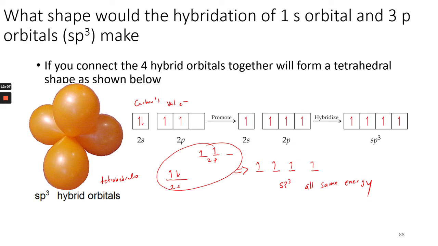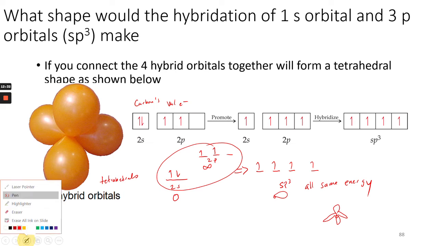Okay? And what do these sp3 look like? Well, remember the s looked like a sphere, the p looks like a peanut. When we merge them, it's like a little sphere with this lobey thing. And if I tie 4 of these together, it kind of looks like the tetrahedral. Okay? So that's carbon. And maybe I could draw that a little bit better.